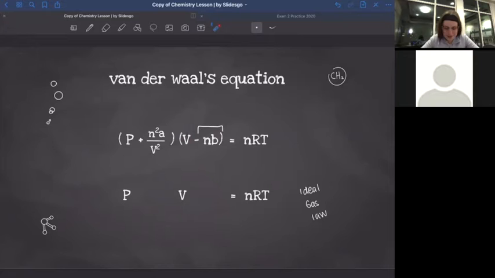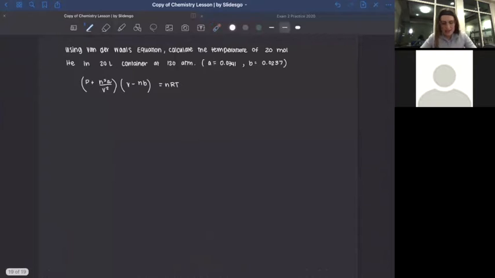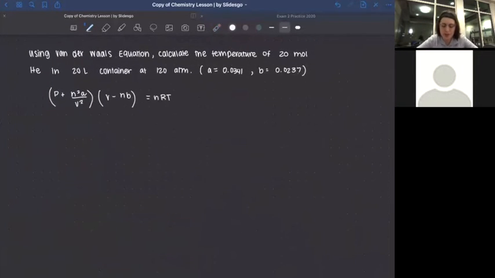So going over this again, it's the pressure plus the moles squared times that A value, over the volume squared, times the volume minus the moles times the B constant. And then the last part is the same as the ideal gas law, and that just stays the same. So the best way to do this is probably just to practice it. So here, using the van der Waals equation, calculate the temperature of 20 moles of helium in a 20 liter container at 120 atmospheres, and here are our A and B values, and here is the van der Waals equation. So we have our pressure, and our pressure is 120, plus the moles, and we have 20 moles.